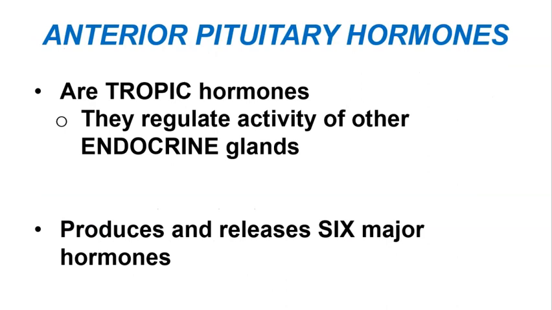So now we can turn our attention to the anterior pituitary hormones themselves. The hormones are categorized as tropic hormones because all 6 of them will target and regulate the activity of other endocrine glands. And as mentioned earlier, the anterior pituitary will produce and release 6 major hormones.